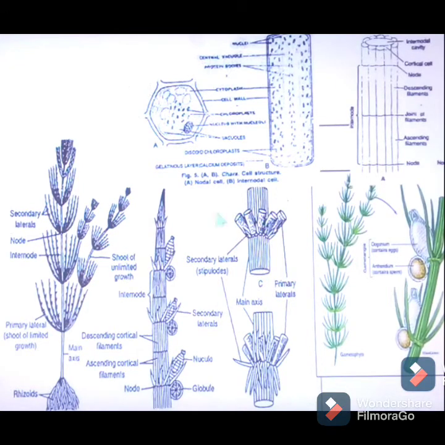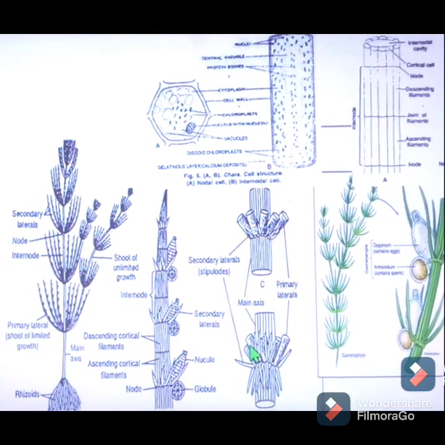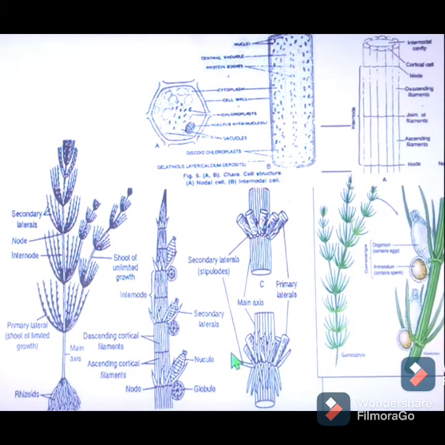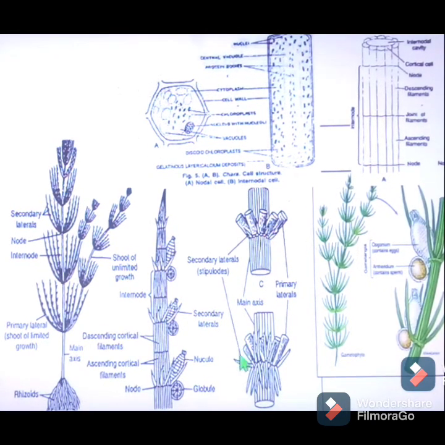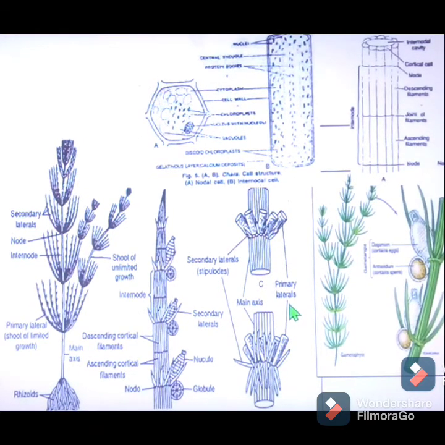Whereas most species of Chara have this kind of structure, bistipulate. Bistipulate means that the number of stipulates, or the secondary laterals, is double. Suppose I have 6 primary laterals, then I have 12 secondary laterals. So it is double the number of primary laterals, and the number at each node is twice the number of primary laterals present at that node.